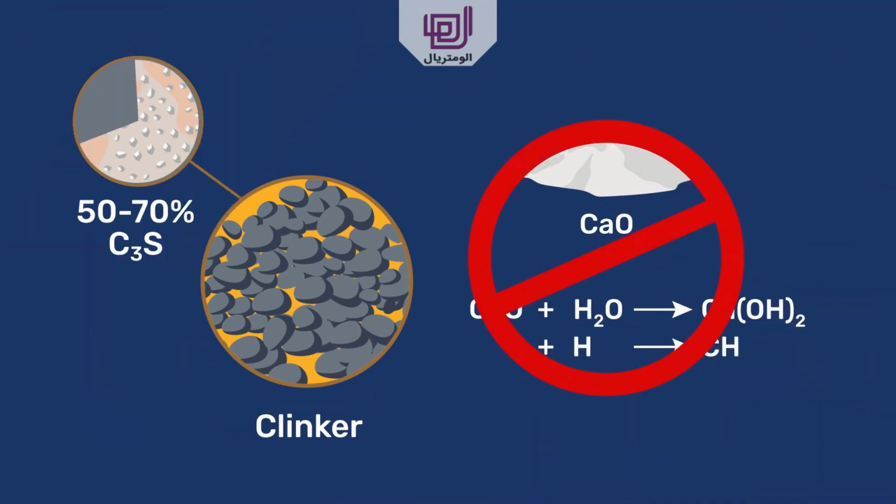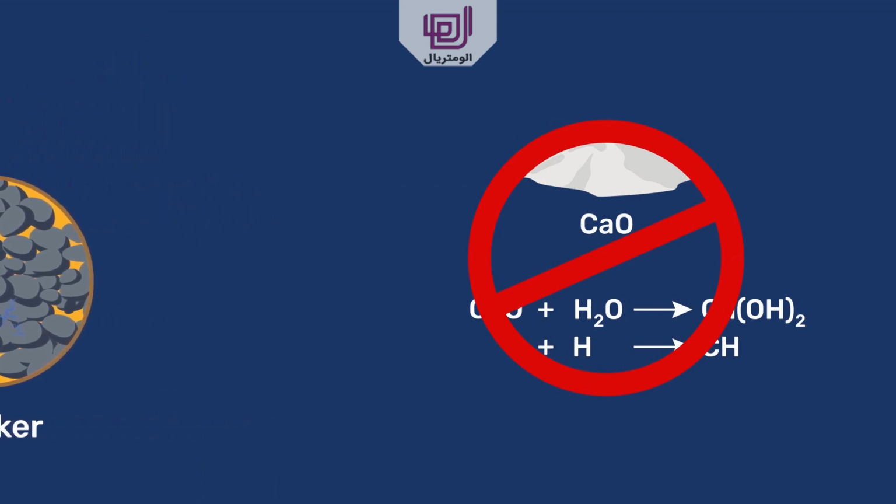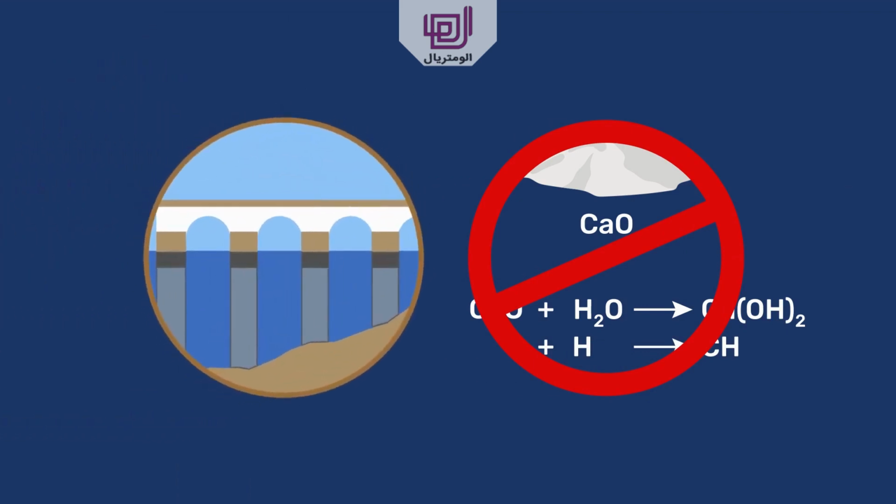Indeed, its reaction with water forms calcium hydroxide, which, when formed from free lime, can cause expansion and cracking of hardened cementitious materials. So, to ensure their dimensional stability, the amount of free lime must be minimized, keeping it below 1 to 2% of the clinker mass.